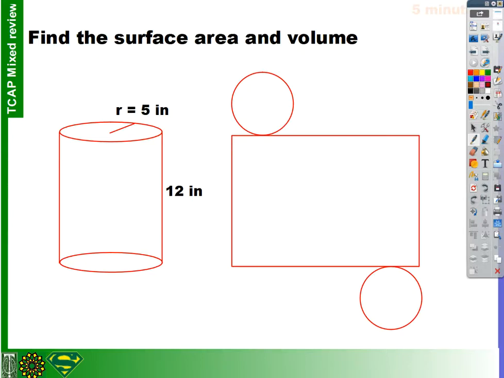Okay, to find the volume of this cylinder, I used the equation, we'll do it here. Volume equals pi r squared times height, because that is the formula for a volume of a cylinder.